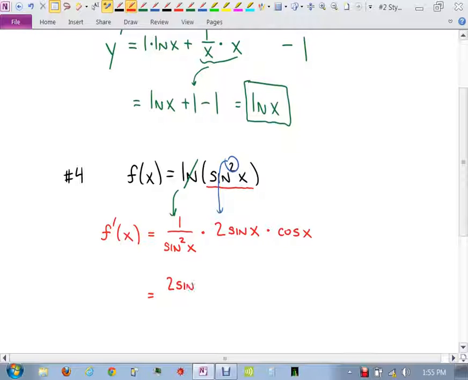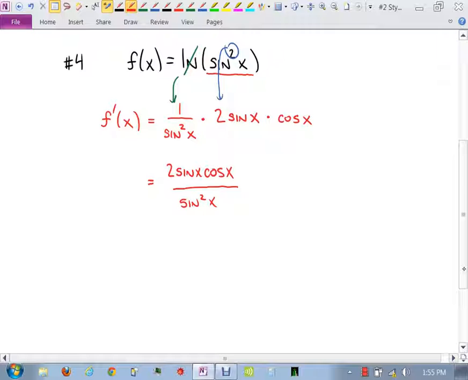I have 2 sine x cosine x over sine squared x. And you might recognize 2 sine x cosine x from pre-cal. What's 2 sine x cosine x? It's a double angle identity. It's sine 2x. Not sine squared x, sine 2x. I didn't have to do that, but it looks a little cleaner, doesn't it? Questions? Sure?